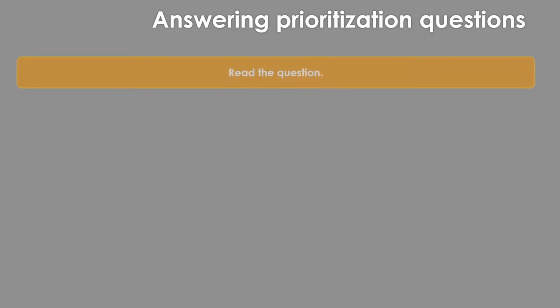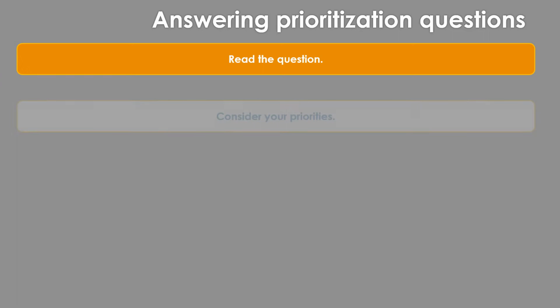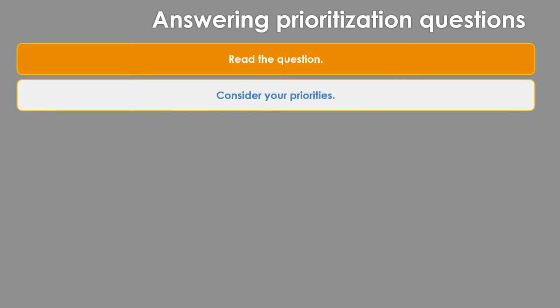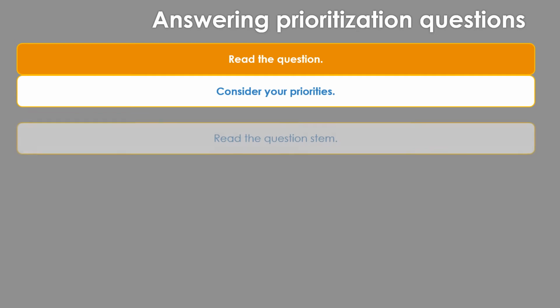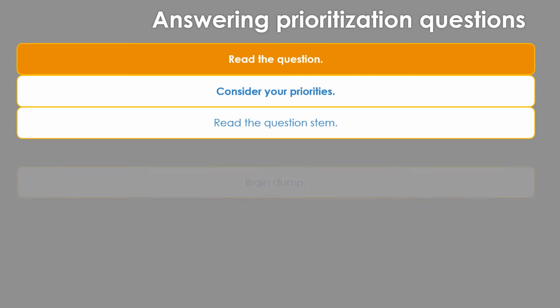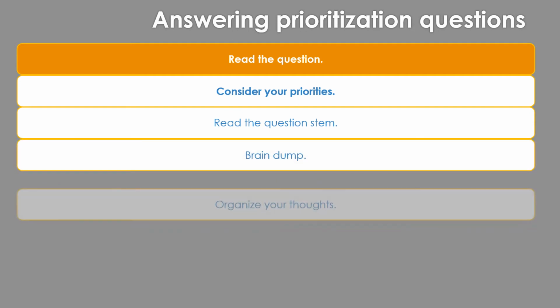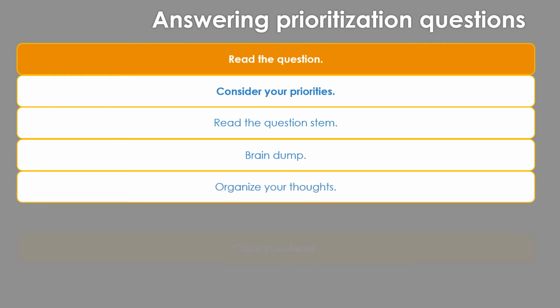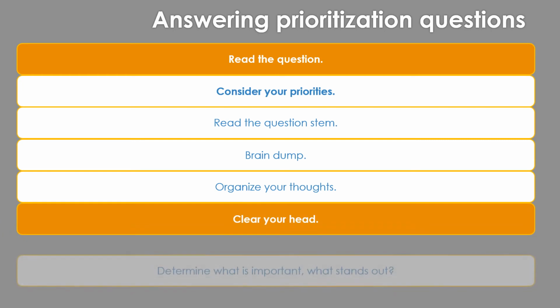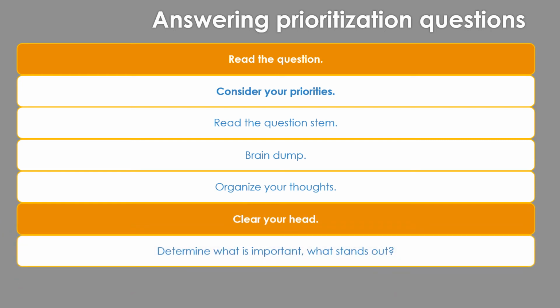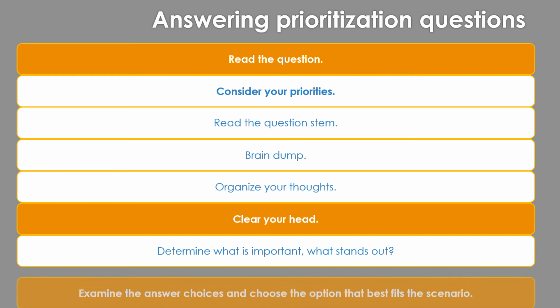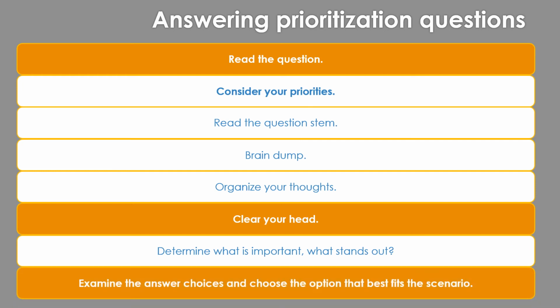Have a method for answering prioritization questions. First, read the question in its entirety. Consider your priorities according to Maslow's and the ABCs. Reread the question stem, and then do a brief brain dump, considering what you know about what you were asked. Organize your thoughts, again, according to Maslow's and ABCs that are relevant. Clear your head, and then reconsider what you were asked in the question. What was important? What stands out? Examine the answer choices and choose the option that best fits the scenario, keeping in mind that a prioritization question indicates that all the answer choices are likely correct.